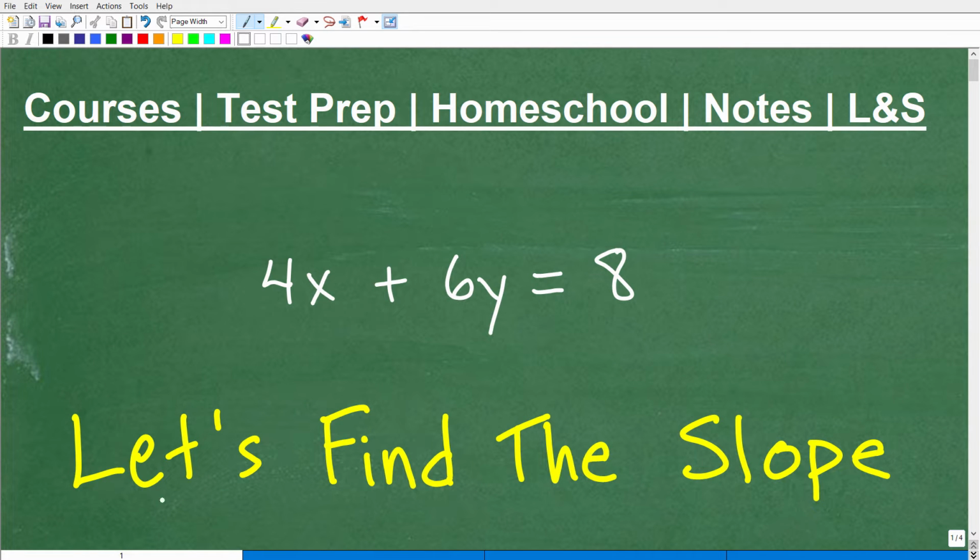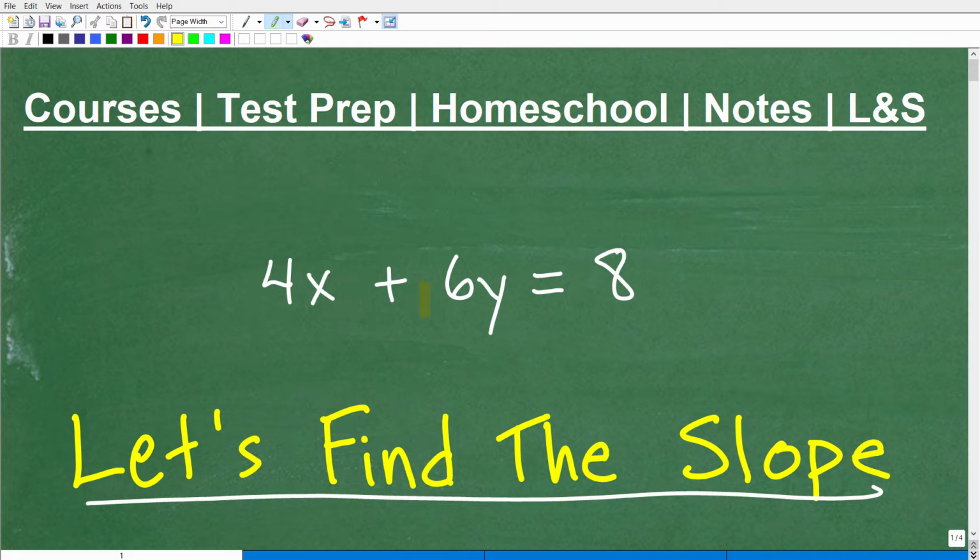Okay, let's go ahead and find the slope of this line. But more technically correct, we would call this a two-variable linear equation. Let me write that out. Linear equation. And I want to write this out for a specific reason. I'm going to show you here in a second.